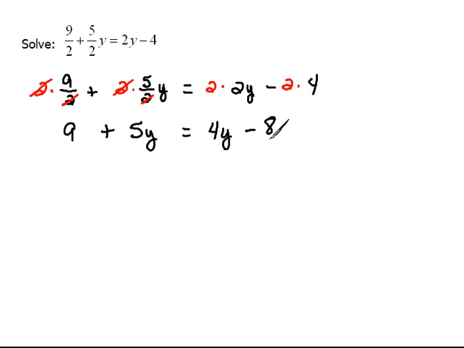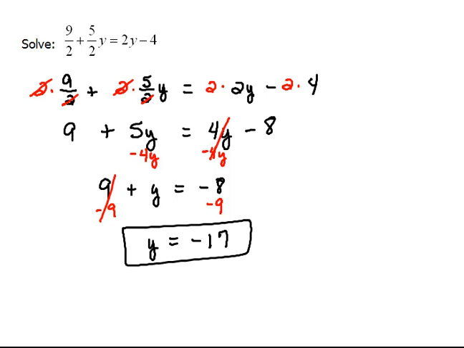Now let's combine like terms, getting our y's together. Let's subtract 4y from both sides. So that leaves us with 9 plus y equals negative 8. And we still have to get those numbers together, so we're still combining like terms. So let's subtract 9 from both sides to get it away from the y. And we have y equals negative 17.